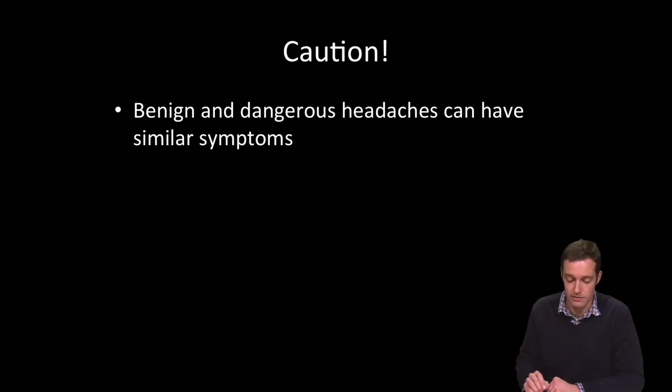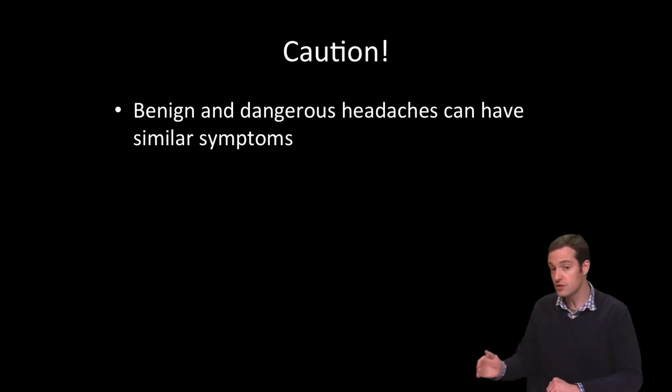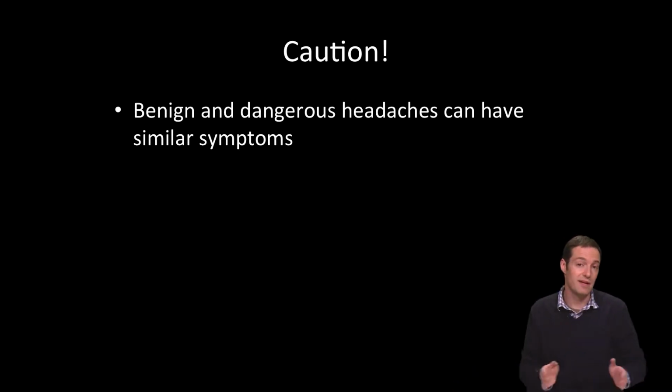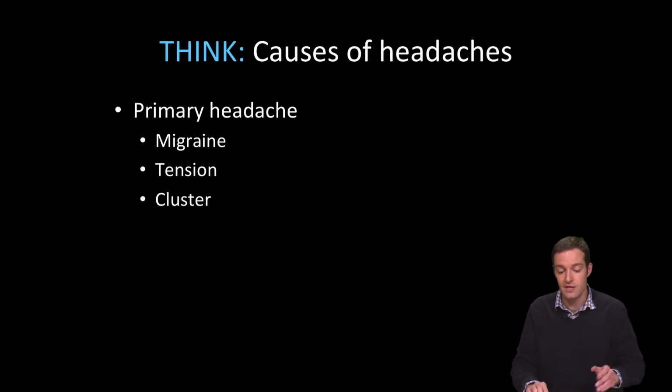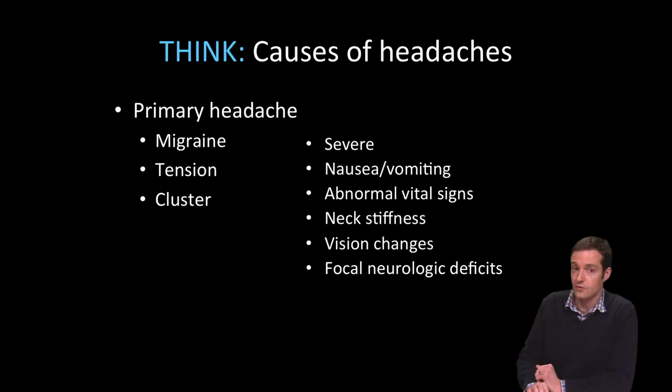But I must caution you, while these are benign headaches, they can often present similarly to emergency medical conditions, and also emergency medical conditions can mimic the benign headaches. They can have similar symptoms. So if you think these primary headaches can be severe, they can be the worst headache of your life, they can cause nausea and vomiting, abnormal vital signs, stiff neck, especially if you have tension headache, vision changes, or focal neurologic deficits.